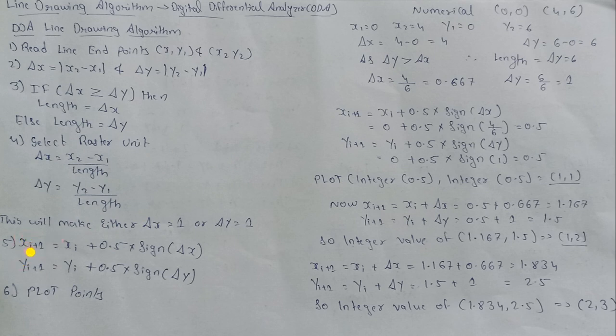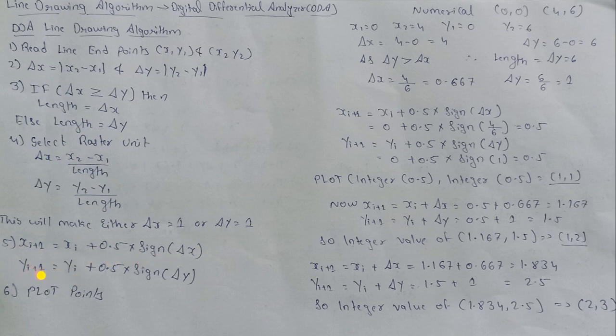Next value means x_{i+1} or y_{i+1}. I have told many times that to find the next values, we have to take the previous points as the current points. The previous point is x_i, so we take it as the current point: x_i plus 0.5 into sine of delta x.